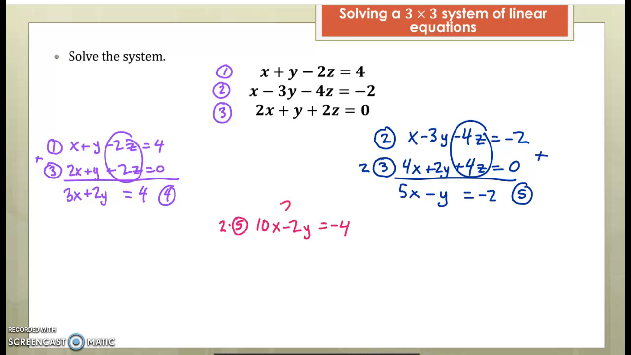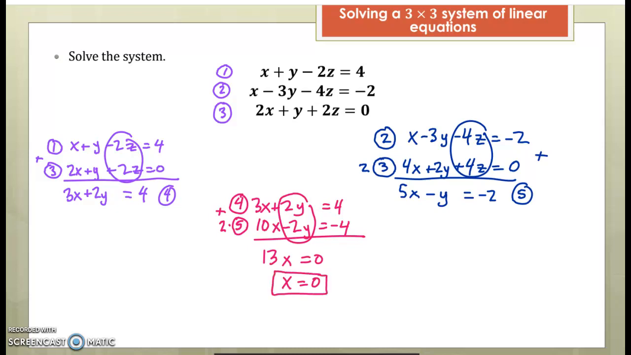Now, why did I do that? Because in equation 4, I have a positive 2y. So when I add these together, I saw I was going to get a 0 here. But I also have a 3x plus 2y equals 4. So I end up getting 13x equals 0, which after I divide by 13, I'll get x equals 0. So that's my solution for what x is. Now, with a 3x3 system of equations, my goal is to find the point x, y, z, where all of these lines, yes, they're lines, but in three-dimensional space, intersect.